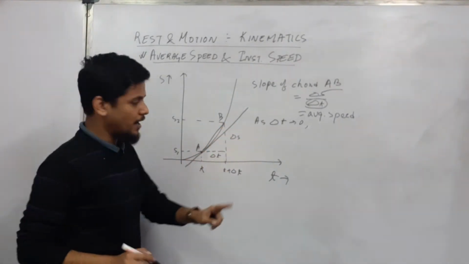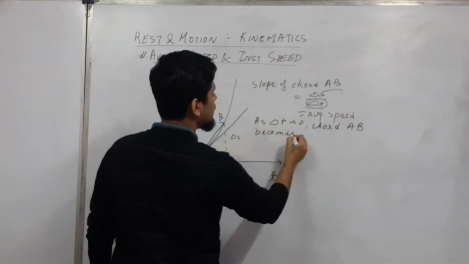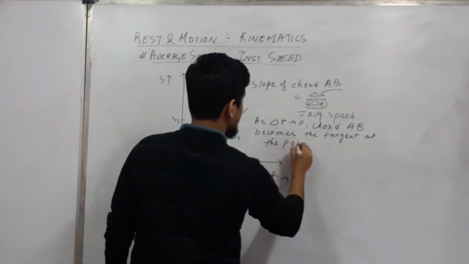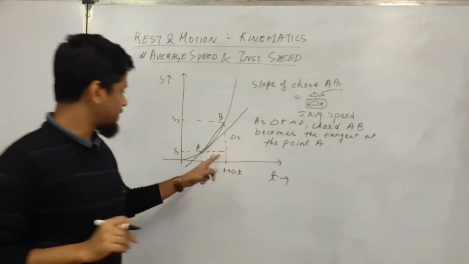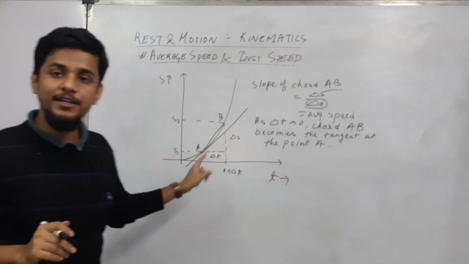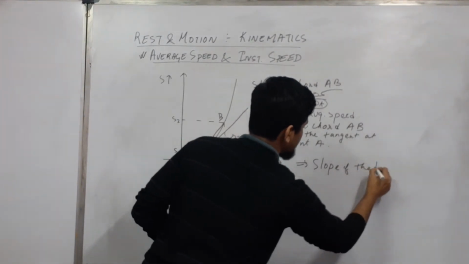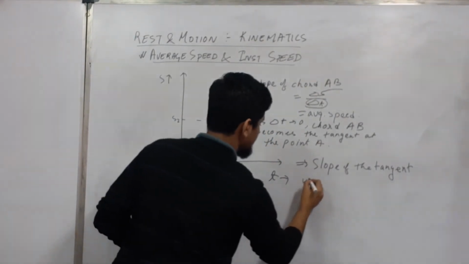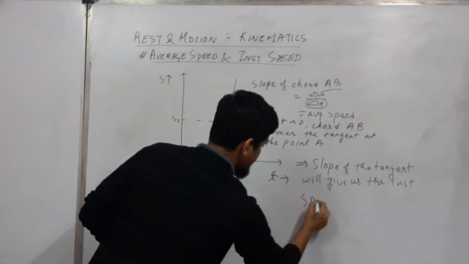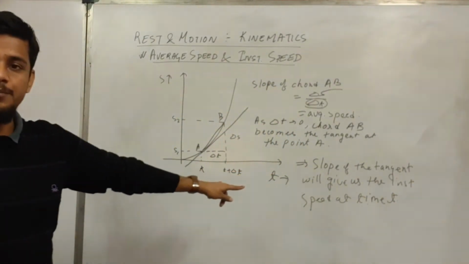So the statement that we need to write is that as delta t tends to 0, chord AB becomes the tangent at the point A. This is the statement that we need to remember, that as delta t tends to 0, chord AB becomes the tangent at the point A, and the slope of this very tangent will give us the instantaneous speed at time t. So this is the important thing that you need to remember.